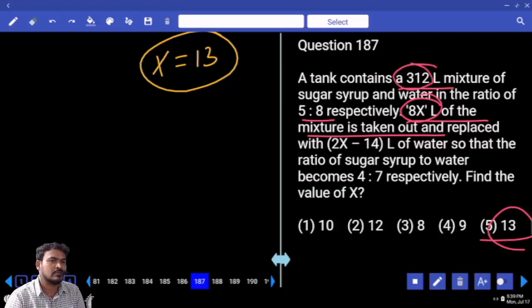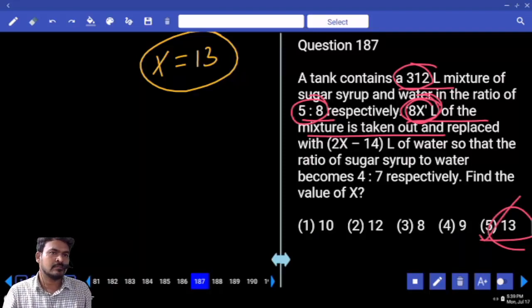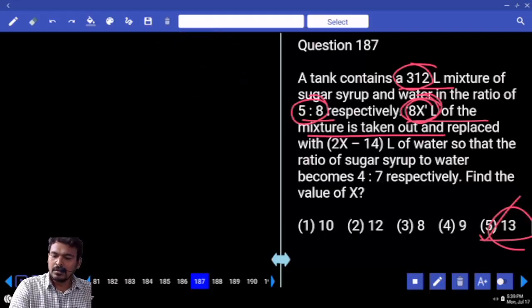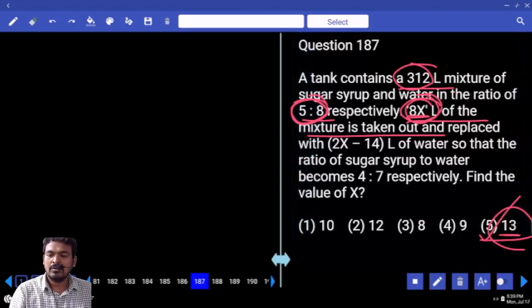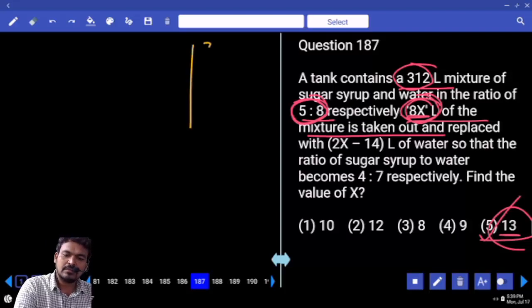Total quantity is how much? 312. That is a multiple of 13, and in that syrup and water are in which ratio? 5:8. Out of 13 parts we have taken 8x liters, so 8x also must be a multiple of 13. Is 8 a multiple of 13? No. So x must be a multiple of 13, and then x is how much? 13. Now verification. Total how many parts? 13. Here 8x means how many liters? 104 liters.